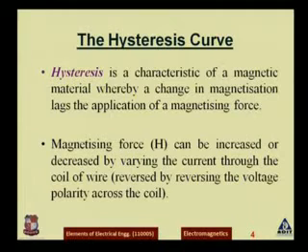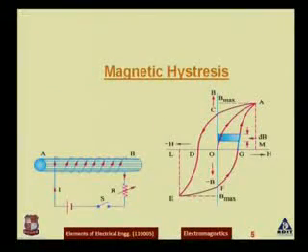Magnetizing force can be increased or decreased by varying the current through the coil of wire, and the direction will be reversed by reversing the voltage polarity across the coil. We have seen a solenoid connected with one resistance and one battery source. Now if we give the battery voltage through the solenoid, what will happen is that H will increase.